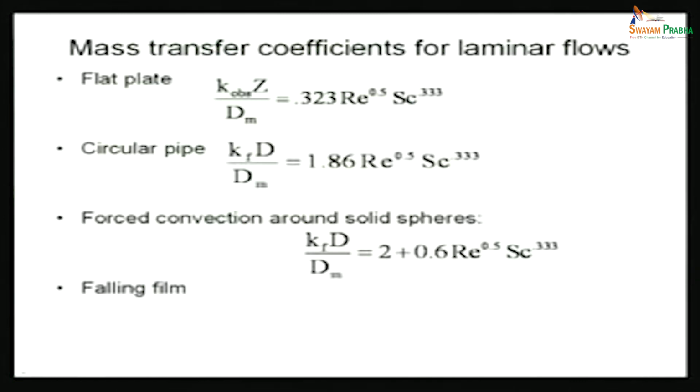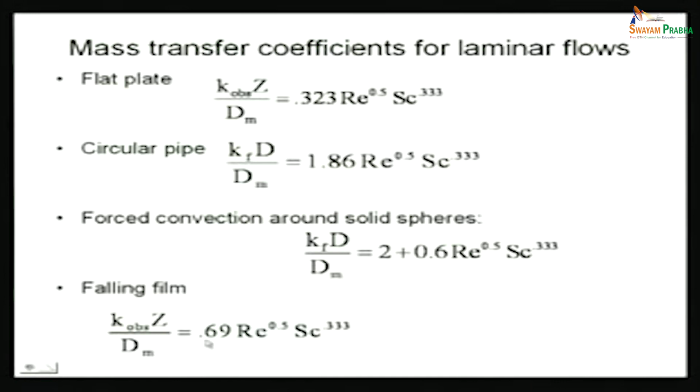And finally, the last thing that we want to look at is the falling film. The falling film, it turns out, is similar to the flat plate in the sense that its geometry is similar. Also, it's a flat kind of thing, and it goes again as Reynolds to the half and Schmidt to the 1/3, and the coefficient is 0.7, which is not too different from 0.3. So it's around twice that of the flat plate.